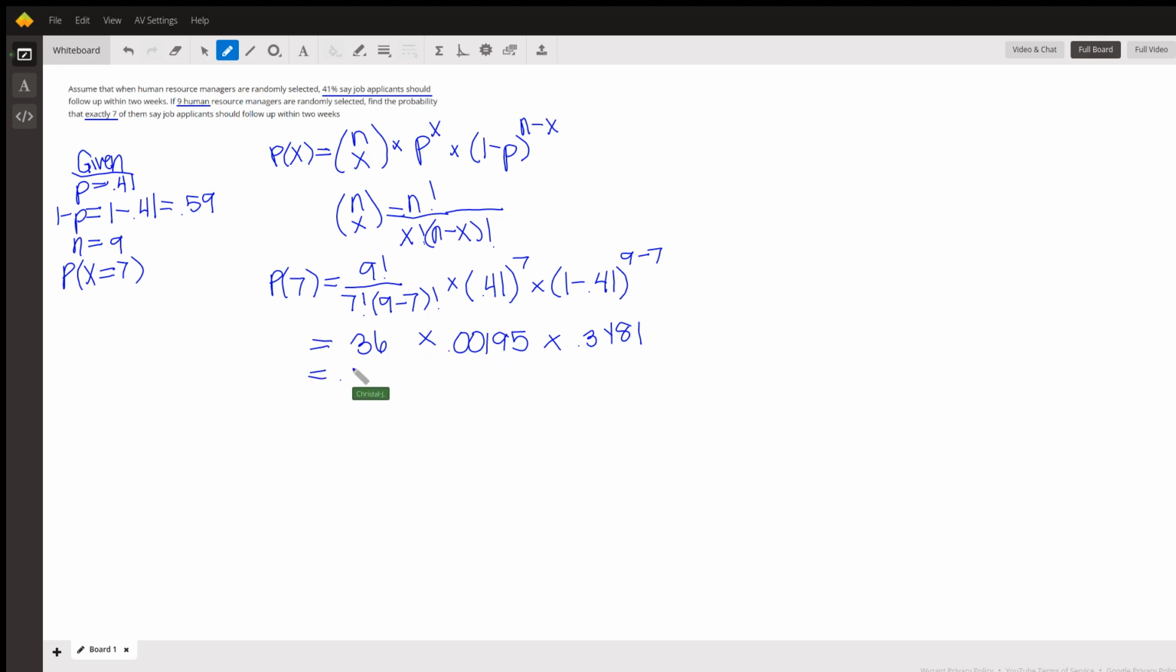approximately 0.0244. We're going to round it to 4 decimal places, or maybe 5 decimal places. I don't know how many your teacher wants you to round to, but we essentially are left with an answer of 0.0244.